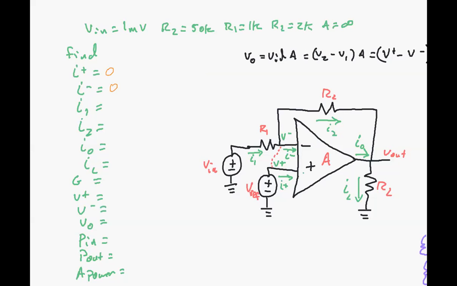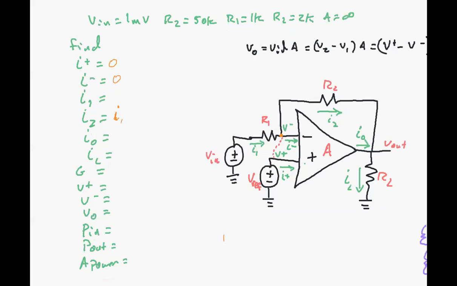And I1 feeds directly into I2 because I minus is 0. By KCL at this node right here, that means that I1 is equal to I2. So you can start off the test and write some of this stuff in. We know by the virtual short that V minus has to equal V plus, so in that case, that would be Vref. And this equals Vref.